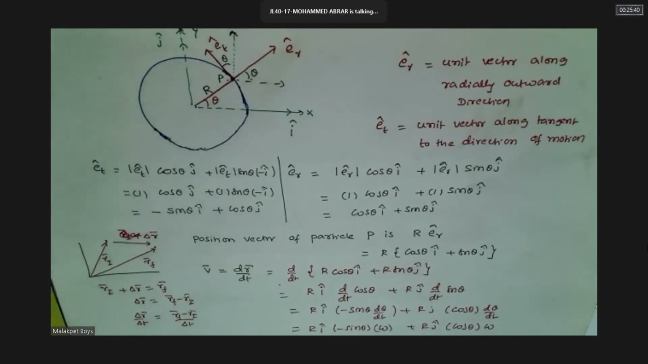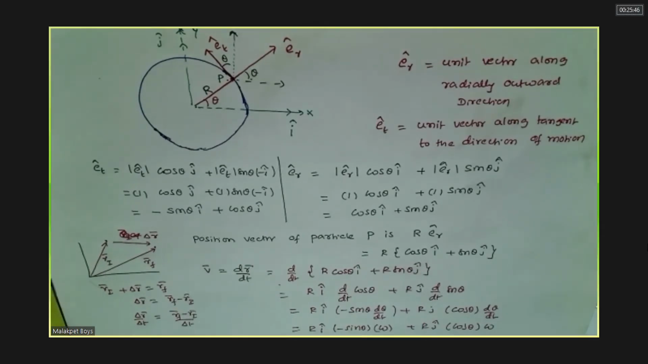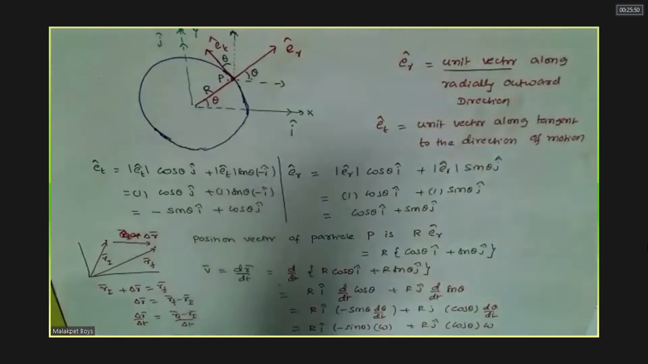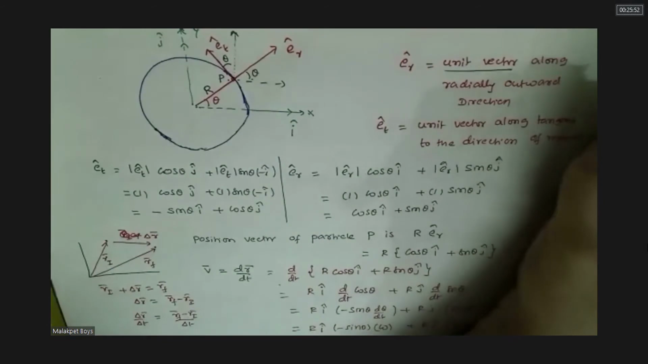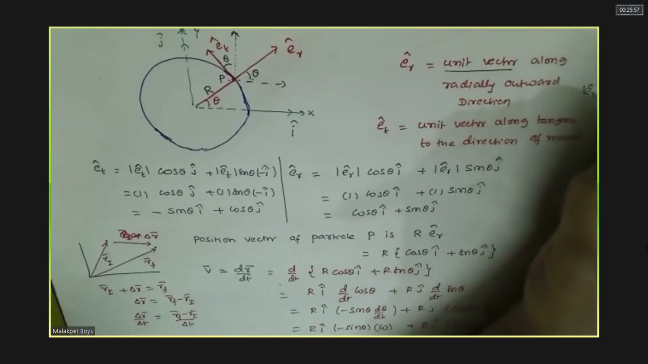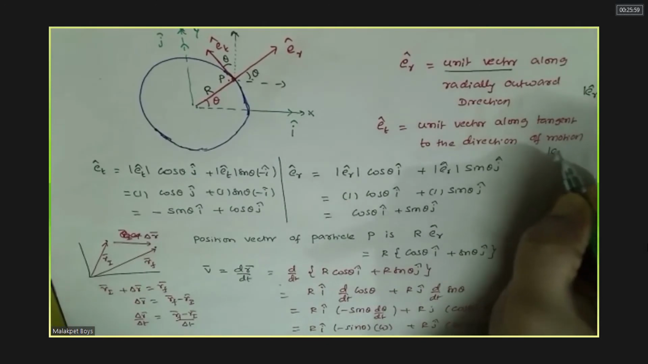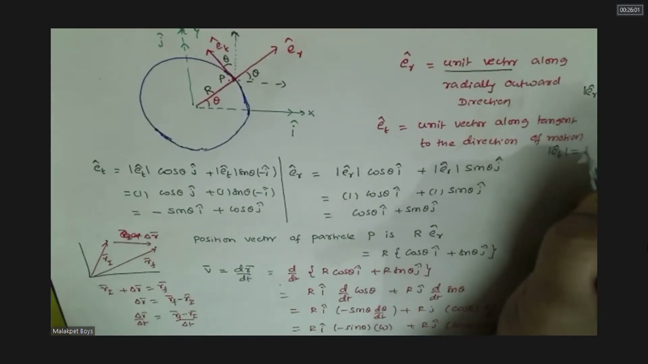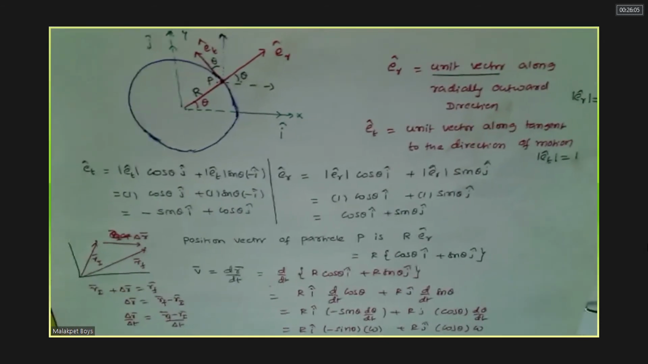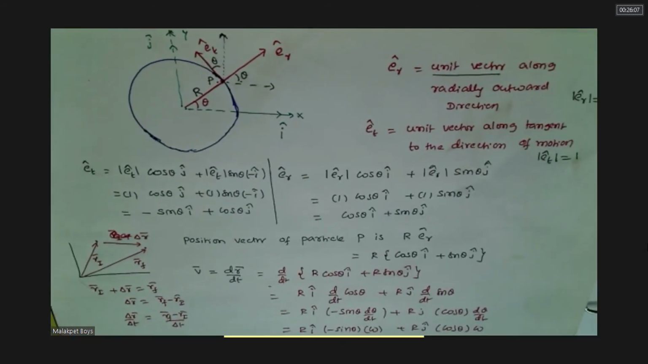Sir, how did you get that mod of r cap as 1? What is that, man? It is a unit vector, no? What is a unit vector? Magnitude is 1 only, no? Mod of r cap should be 1. Unit vector definition is that. Understood this or not? By definition.